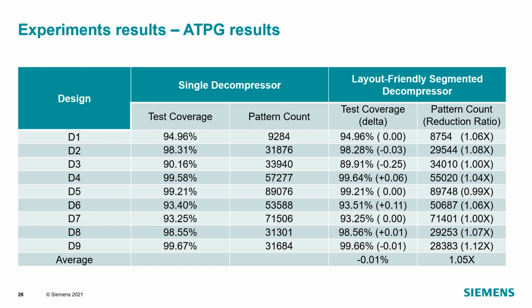We can see that on average, the new proposed layout-friendly segmented decompressor has pretty similar coverage. The difference here is 0.01%, but it reduces pattern count, interestingly enough, by 5%. This is actually pretty good, considering that the segmented phase shifter only uses its local flip-flops, as opposed to the monolithic one that uses globally all the flip-flops.